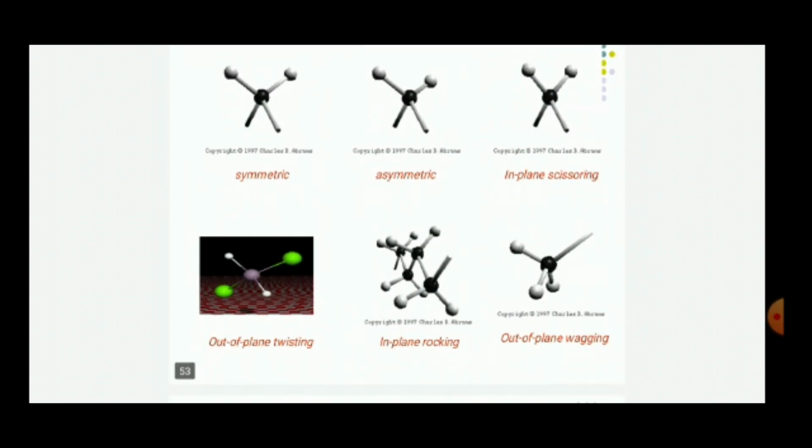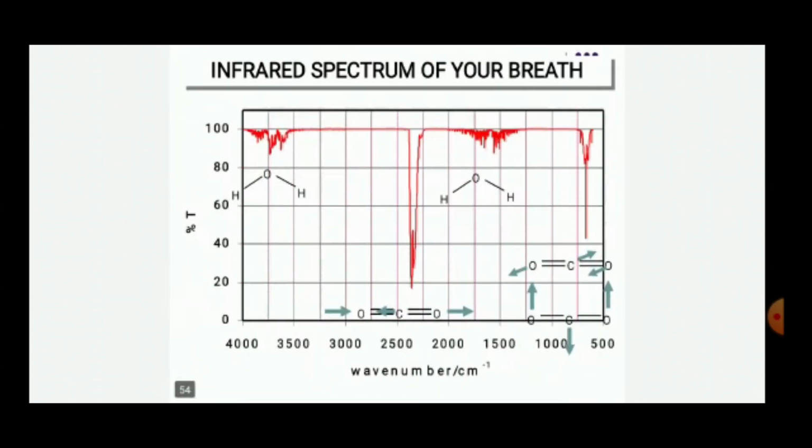These are pictures of different types of vibrations of the bonds in compounds, and this is how an infrared spectrum looks. You have transmittance versus wave number.